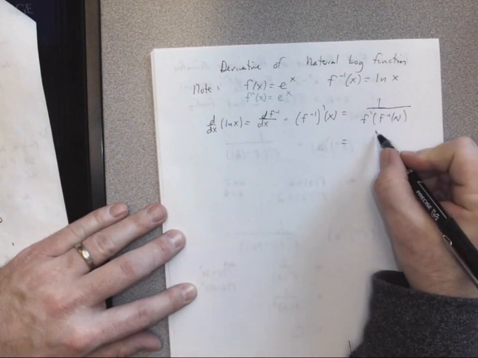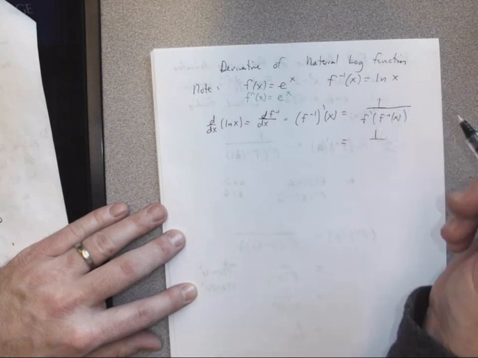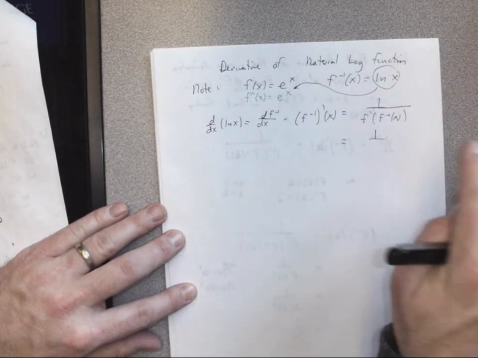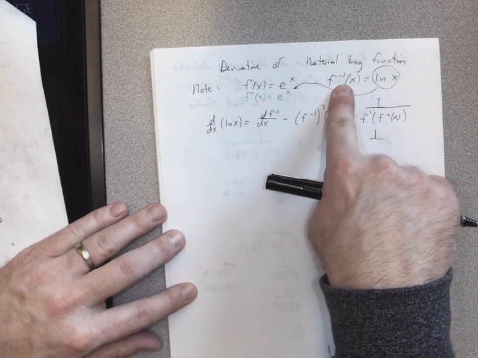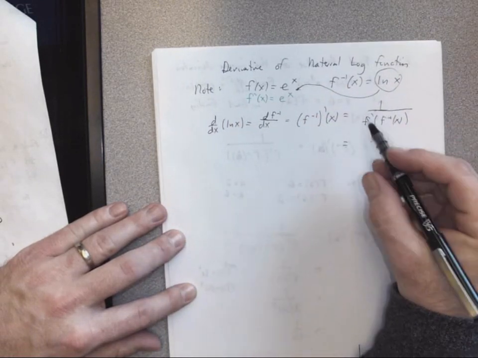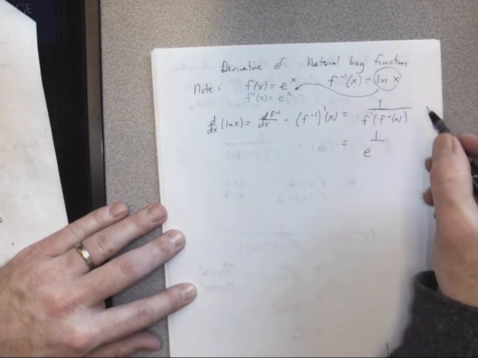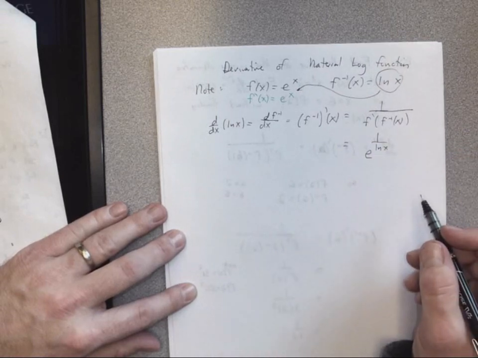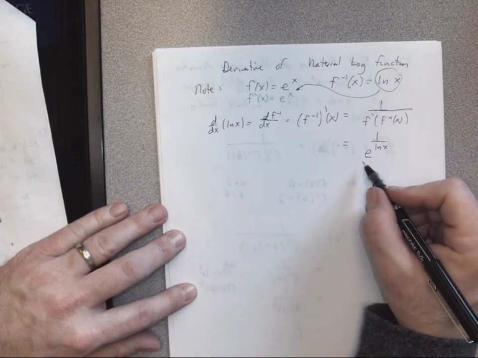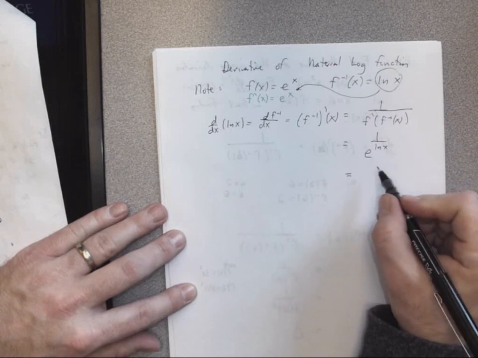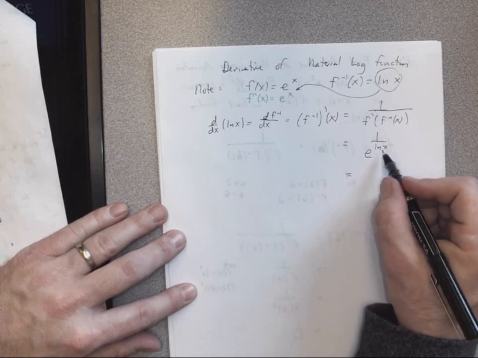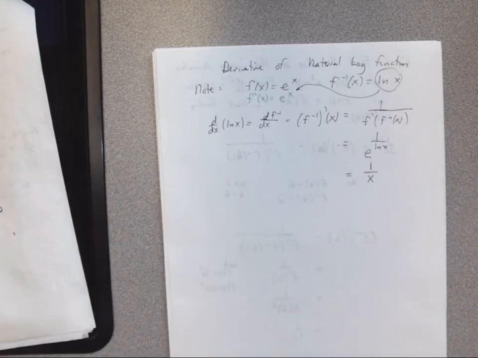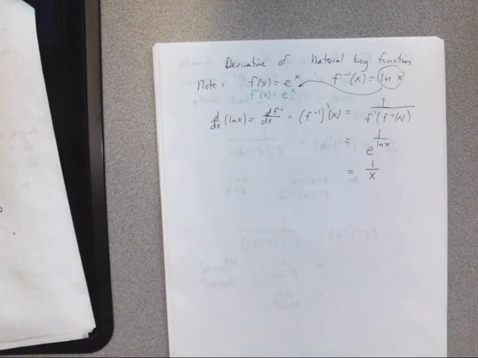So this is going to be equal to 1 over, remember, this function is going to get stuffed into here, right? Because this needs to be f prime of f inverse. So this is going to be e evaluated at the natural log of x. And you know e and natural log are inverse functions, so they essentially cancel. So this is going to be 1 over x. So the derivative of the natural log function is 1 over x.